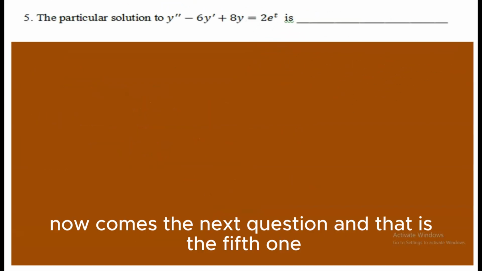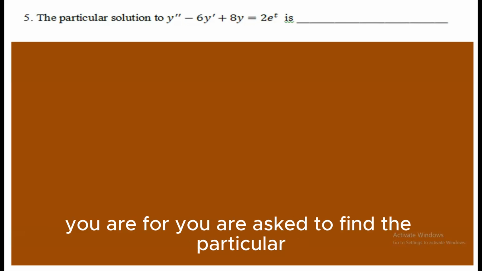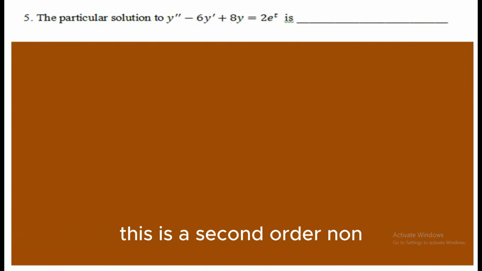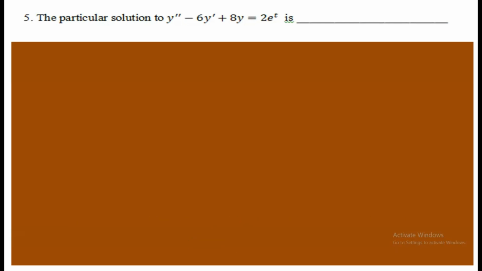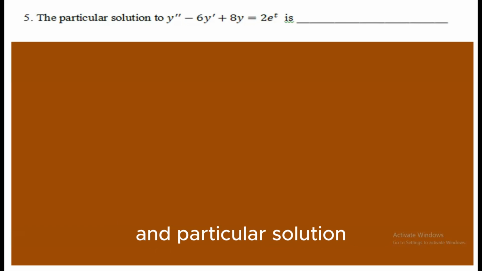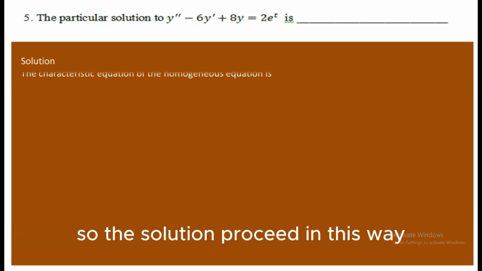Now comes the next question, the fifth one, and it says you are asked to find the particular solution of this one. In fact, this is a second order non-homogeneous differential equation with constant coefficients. So here we need to find the homogeneous solution and the particular solution, and then we'll take the sum of the two finally. So the solution proceeds in this way.